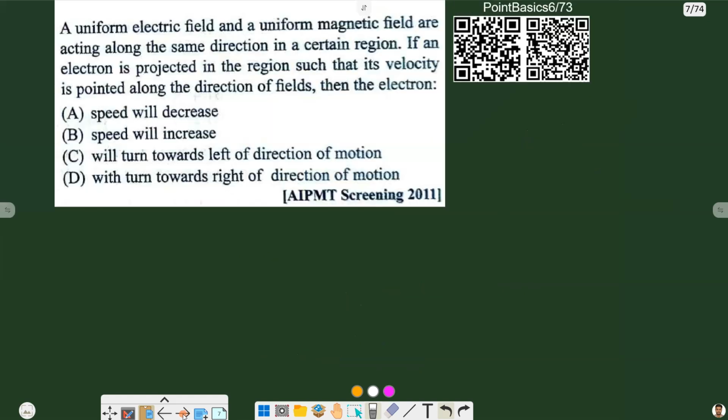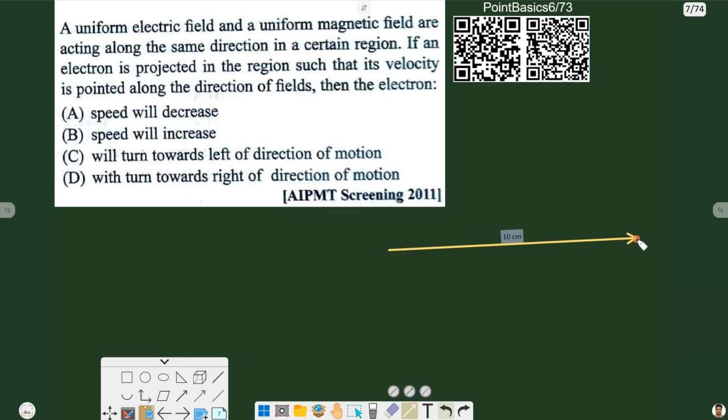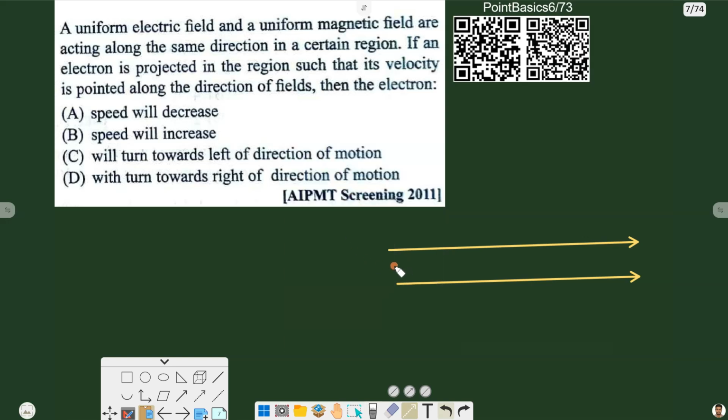Moving to the next one. A uniform electric field and a uniform magnetic field are acting along the same direction in a certain region. If an electron is projected in the region such that its velocity is pointing along the direction of the field, the electron. So we have a uniform electric and uniform magnetic field, both in the same direction. So this is our electric and this is our magnetic field. Both are in the same direction, suppose positive i. And it is also mentioned that the electron is projected with velocity along the same direction.